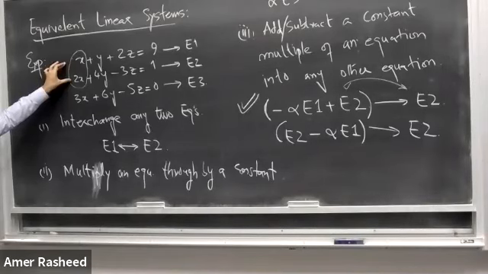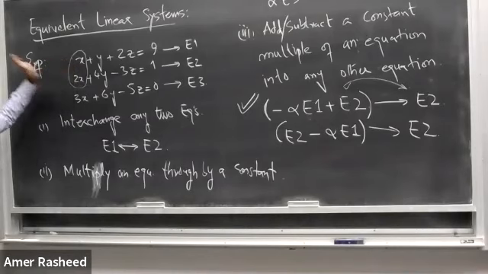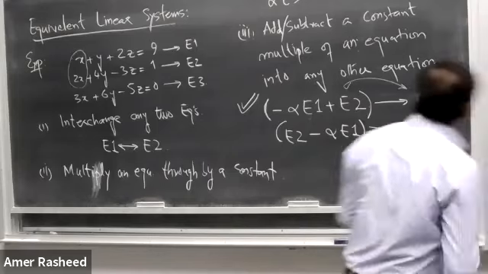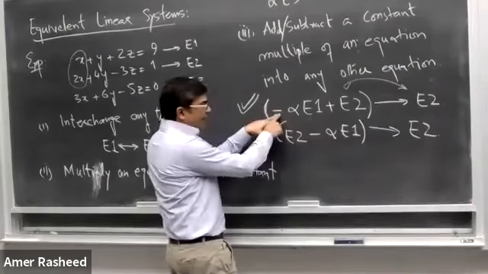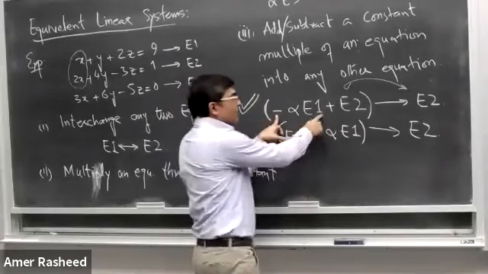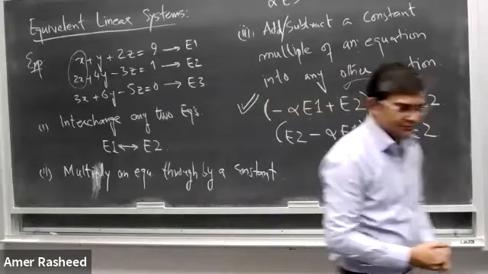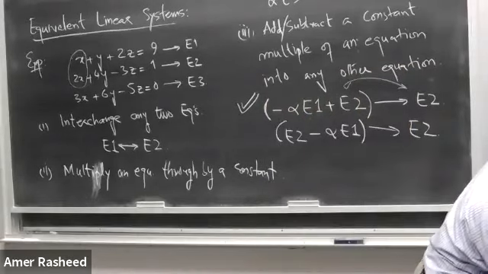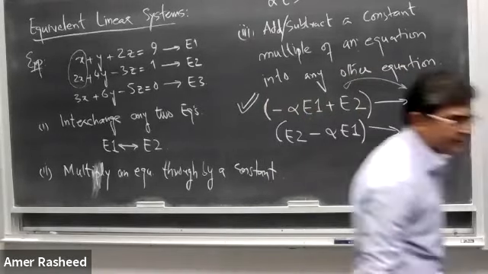What do you do here in order to eliminate x from these two equations? We multiply the above equation by 2, and then we can subtract. Yes, that is what we did. What is written here? Minus 2 times equation 1 plus equation 2. Right, that is what is written.